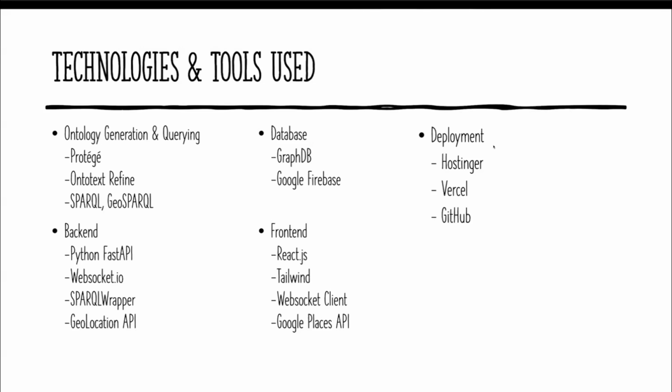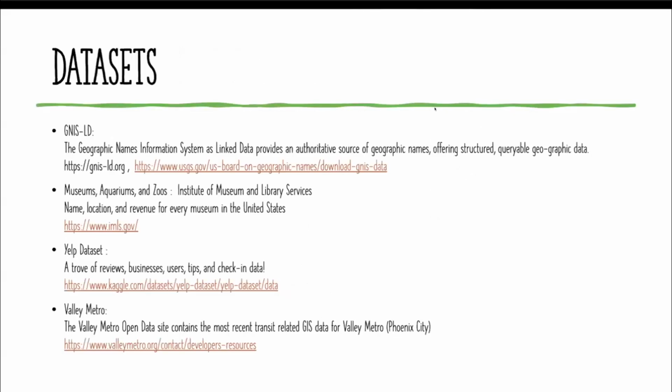And the UI, which I showed you on the previous slide, for the front end part, we are using React.js. Along with that, for the CSS, we have Tailwind CSS, then we have WebSocket client and Google Places to display the real images fetched from Google. And for the deployment, we are using Hostinger, Vercel, and GitHub. So this was all about the technologies and tools we are using. So next slide. I think Rajesh will take over on this.